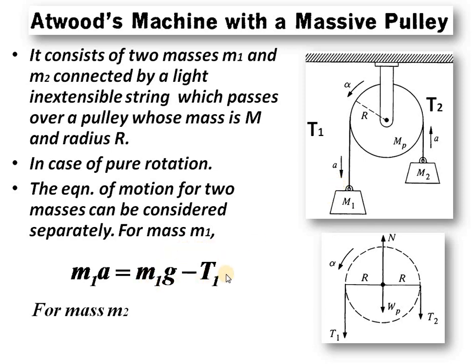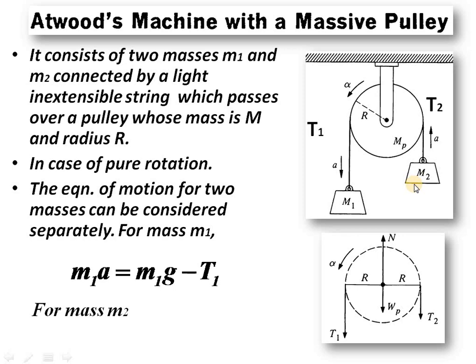So what happened? M1G minus T1 is the net force acting on it. Net force is actually mass into acceleration. So we get M1 into A, which is nothing but the effective resultant force acting on the body M1. Okay, M1G minus T1 is the net effective force, and force is equal to mass into acceleration. So we get M1A is equal to M1G minus T1. Okay, this is the equation for the mass M1.